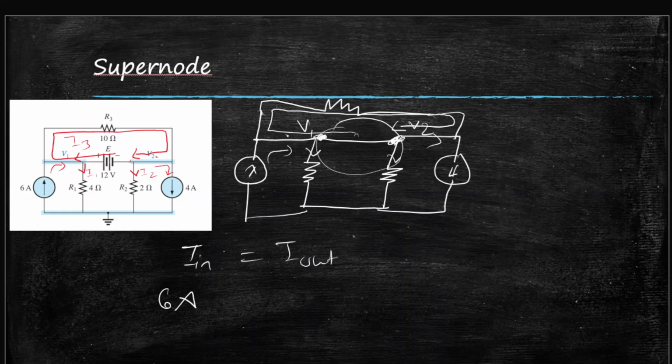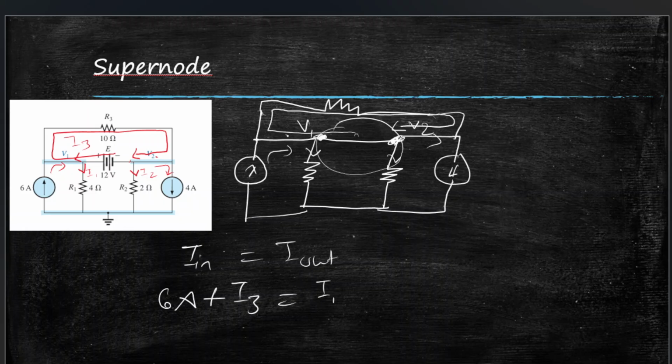6 ampere is entering V1, and again I3 is entering V2, so plus I3. Now what are the currents exiting? I1 is exiting V1, and then I2 is exiting V2, then 4 amperes is exiting V2, again I3 is exiting V1. So here I3 showed up twice. Now since both are plus plus, we can just cancel it out, throw it out.